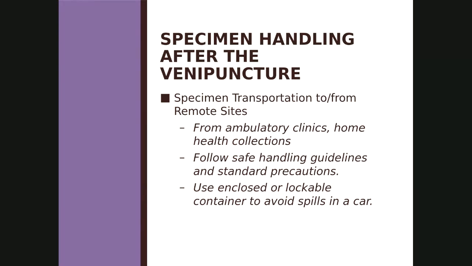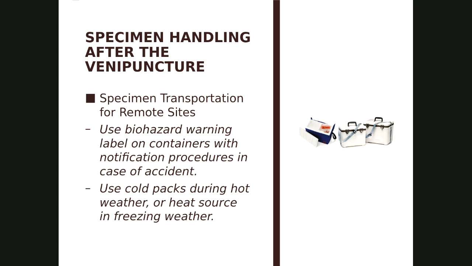It's really essential that we keep warmers and cold packs that could be used in different conditions or weather. In general, the rule of thumb is that blood specimens for chemistry tests that require overnight shipping should be centrifuged within 2 hours of collection, and the serum or plasma should be removed from contact with the cells to provide longer stability of the sample. We're going to use biohazard warning labels on the containers with notification procedures in case of an accident. Use cold packs during hot weather and a heat source in freezing weather to avoid the specimens getting overheated or freezing.